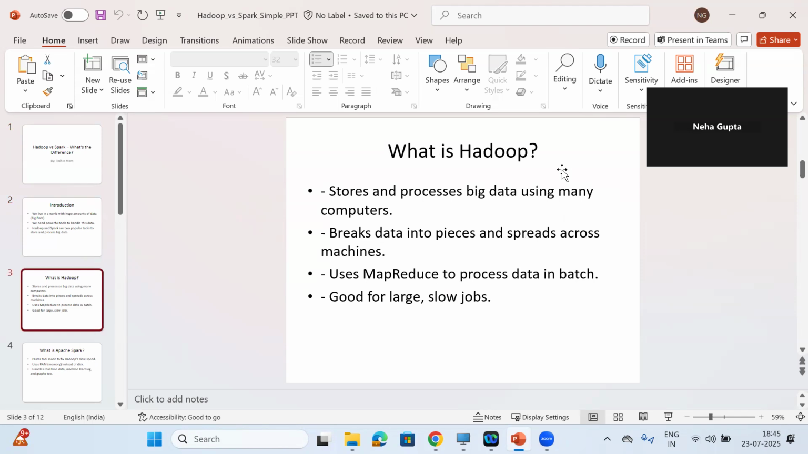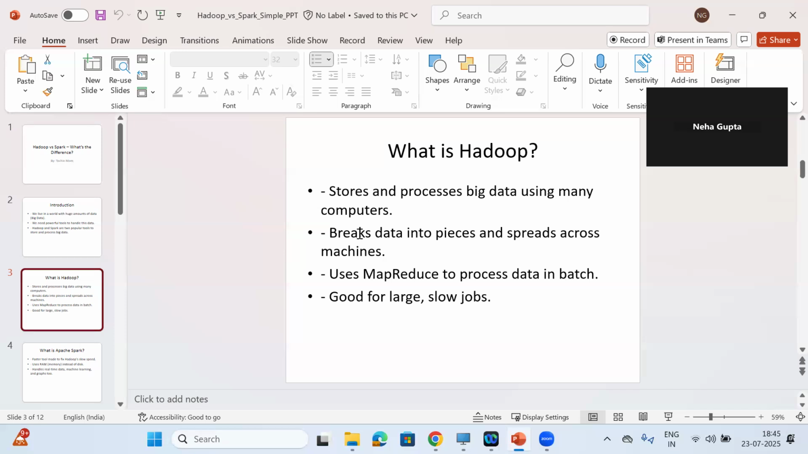First we will discuss what Hadoop is. Hadoop stores and processes big data using many computers. Let's first understand what it means to store. Hadoop stores data using many computers. Suppose you have five computers, basically a cluster of five computers. Each computer has 16 GB RAM, 4 CPUs, and 1 TB disk. Together, the cluster size will be 80 GB RAM, 20 CPUs, and 5 TB disk. So when we say it uses many computers, it means combining their RAM, CPU, and storage to process big data efficiently.